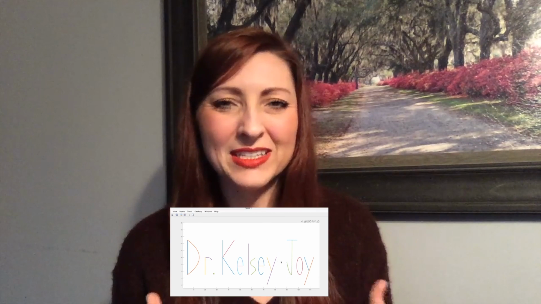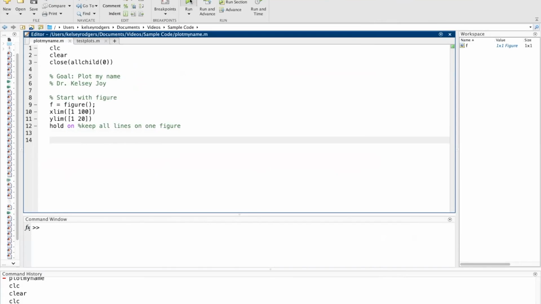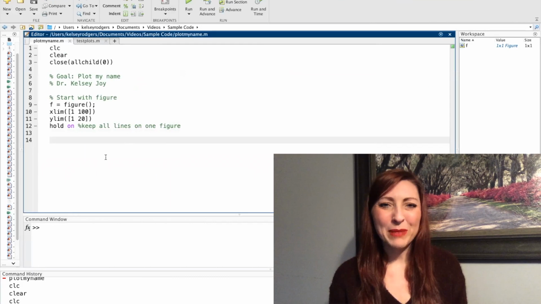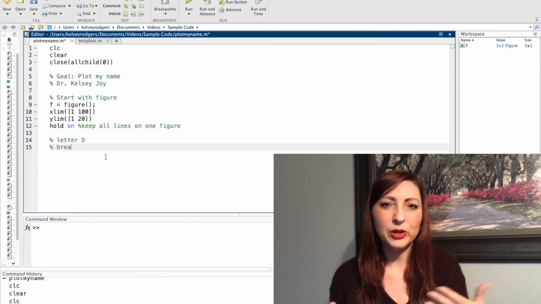In this video, I'm going to plot out Dr. Kelsey Joy, my name, and I'm just going to be using the plot function inside of MATLAB to plot every part of my name. First, let's start with a figure. I'm going to set my y-axis and x-axis limit so I have a decent amount of area to work with where I'm going to put all my lines.